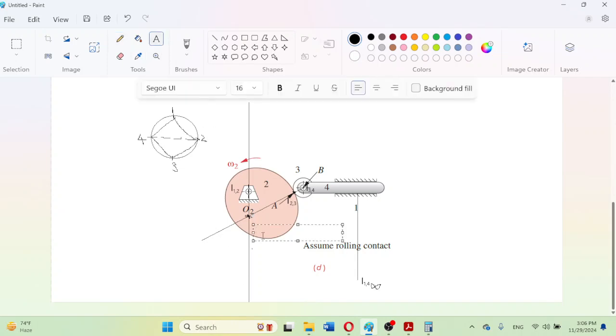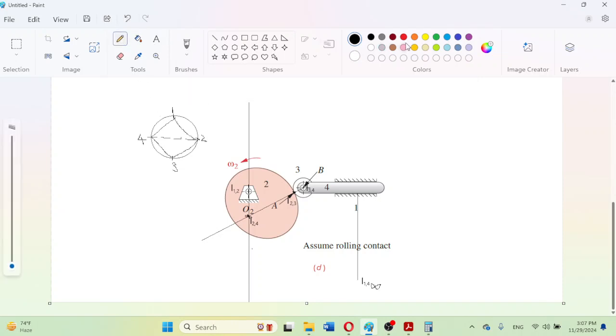I can write it here. This is instant center I2,4. So in this way, the fifth instant center has been found. After that, there is one instant center that has been left, so that can also be found. So we can draw the other trio in some different color, on the other diagonal here like this.